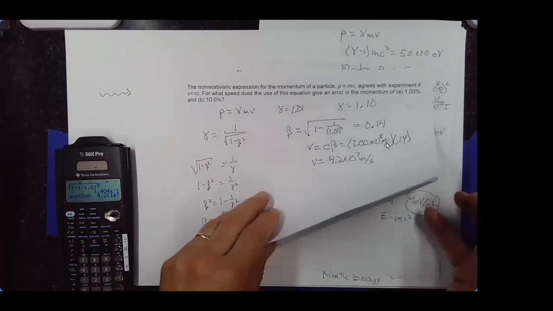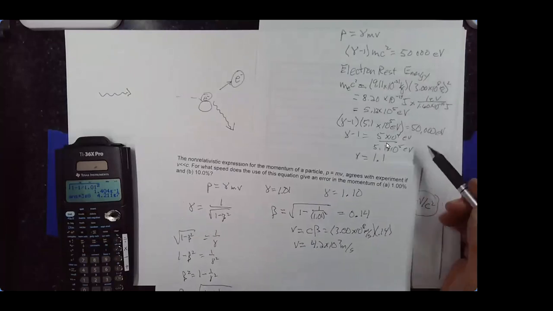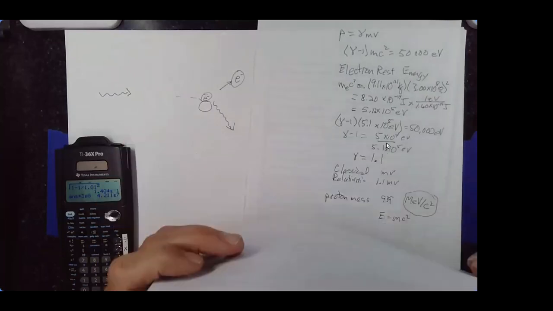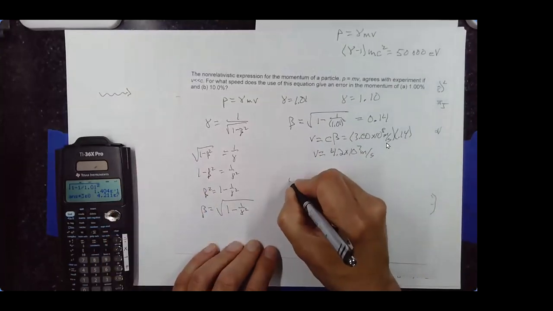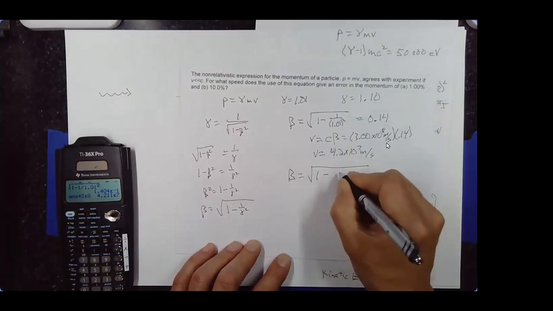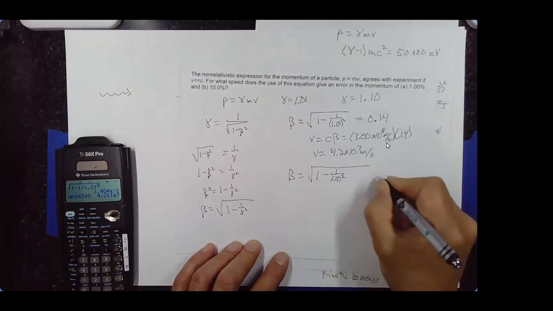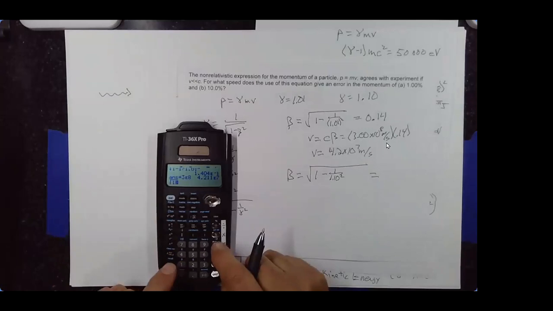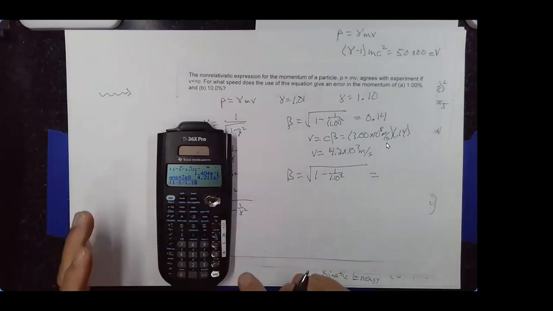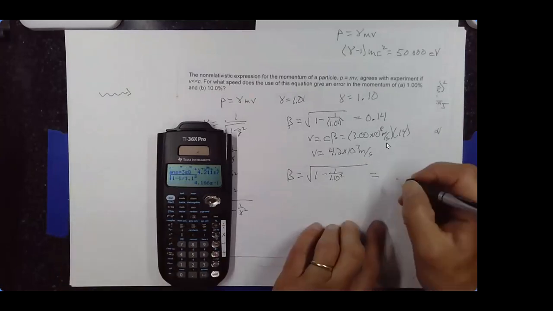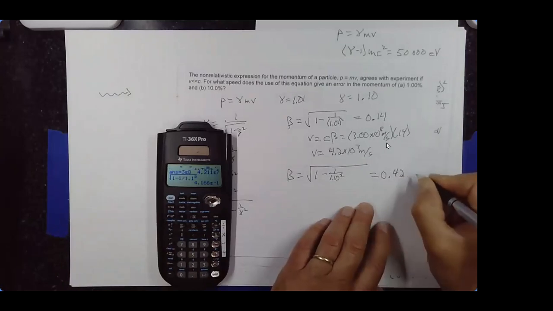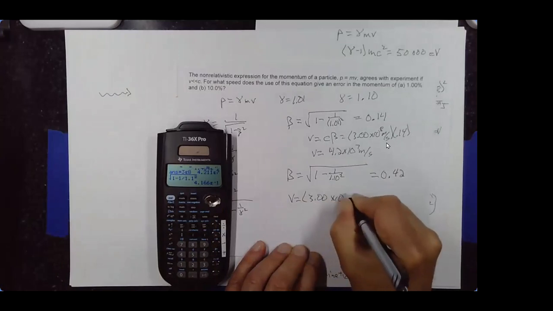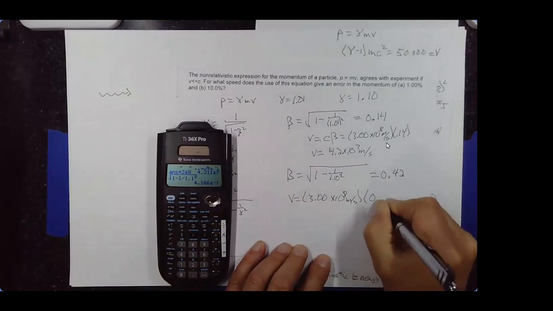And in fact, in that 50,000 volt acceleration, where we accelerated an electron across that potential difference, we got up to a gamma equal to 1.1. So let's figure out the speed for that one. In that case, beta will equal the square root of 1 minus 1 over 1.10 squared. It'll probably be easiest just to do a new square root. 1 minus 1 divided by 1.1 squared. And I get 0.42 for that one. So in that case, v is going to be 3.00 times 10 to the 8th meters per second times 0.42.